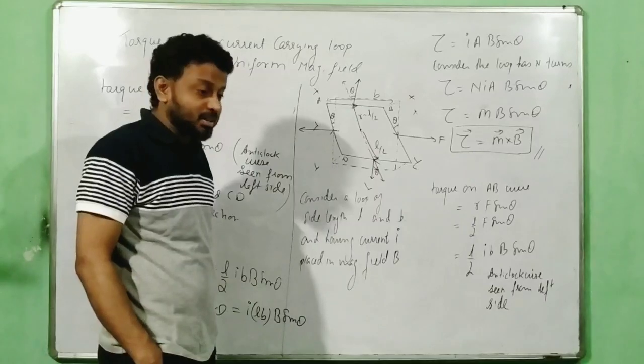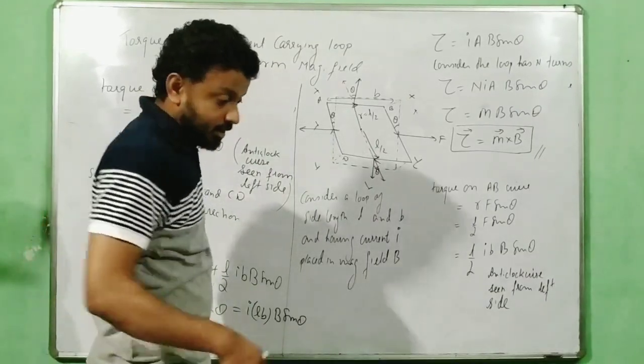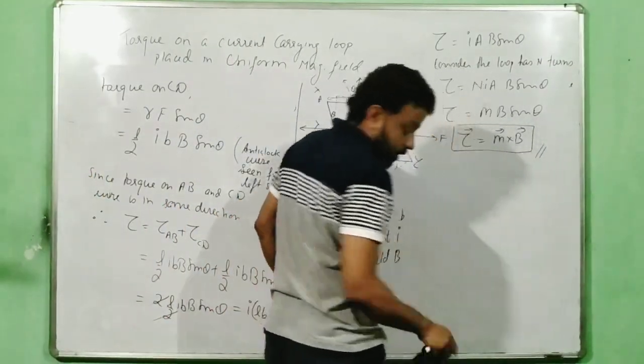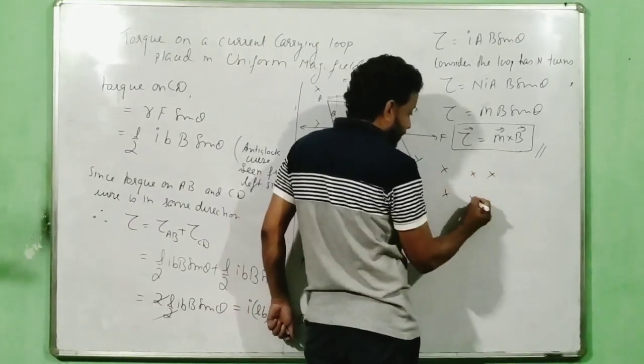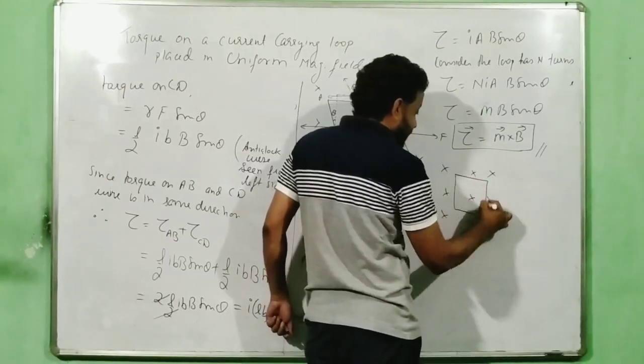And when is the torque maximum? Torque is maximum when the angle between magnetic moment and magnetic field is 90 degrees. I will just draw these two diagrams for you. When the torque is zero, if this is my magnetic field, torque is zero in this case.